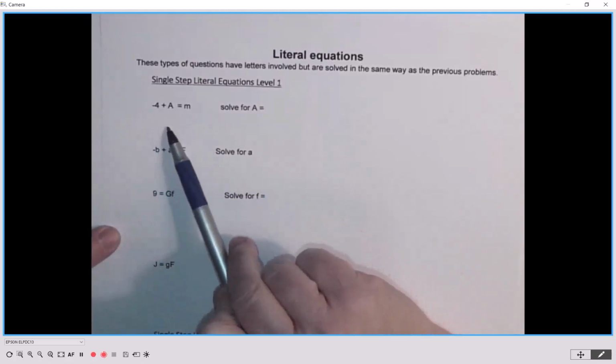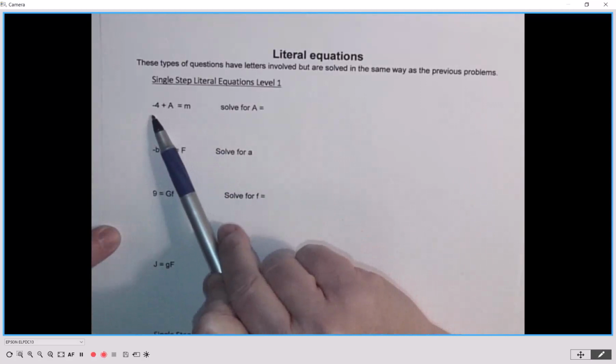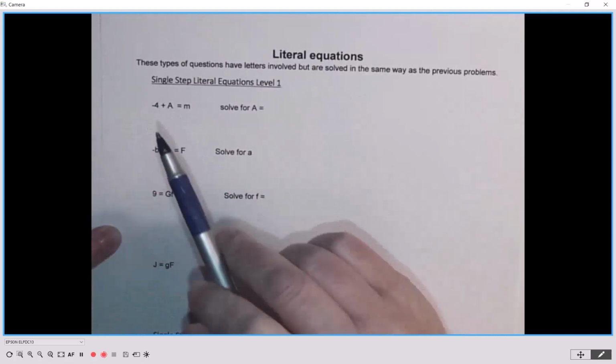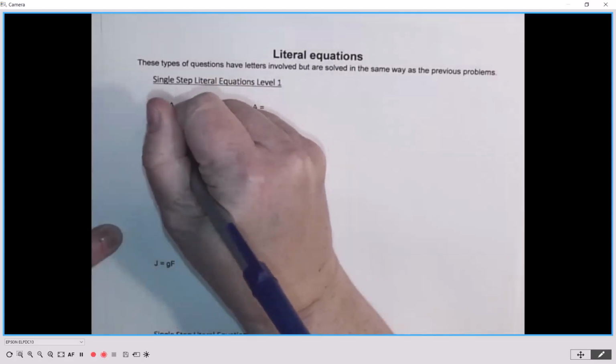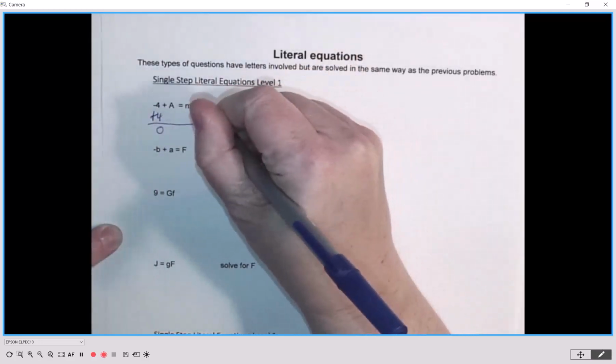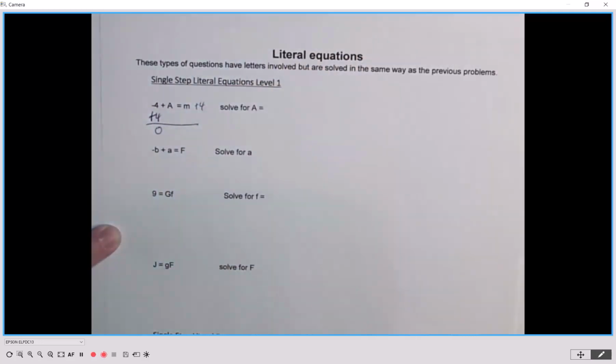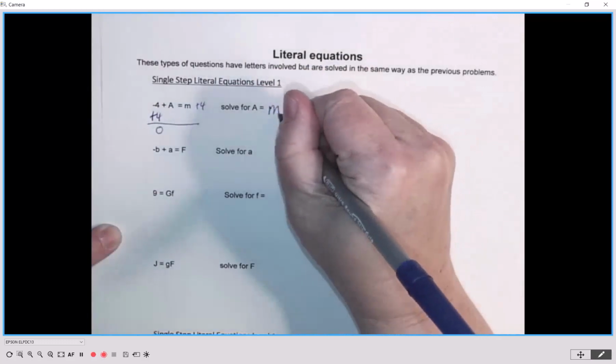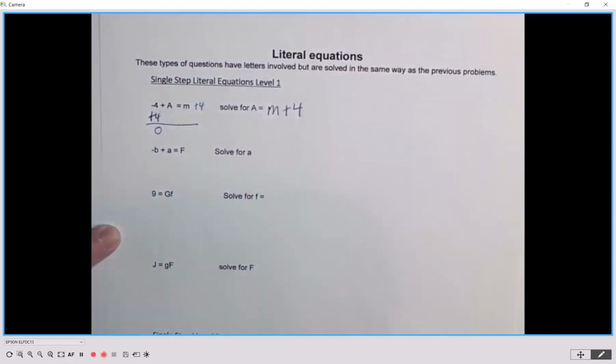So think about this as needing to isolate that A, and there's a -4 plus A on this side. So I'm going to add +4 here to eliminate that on this side, which means that I need to also add it to this other side when I bring it over. So my answer is going to be A equals M plus 4.